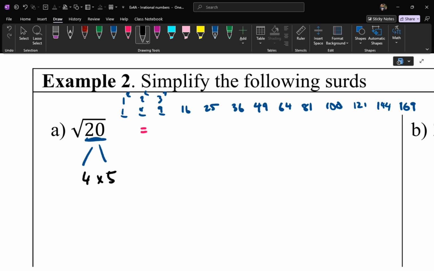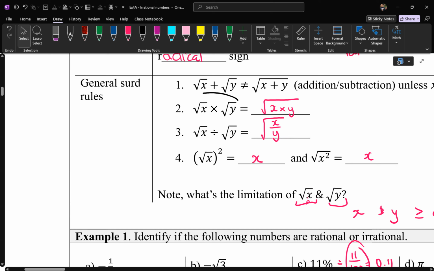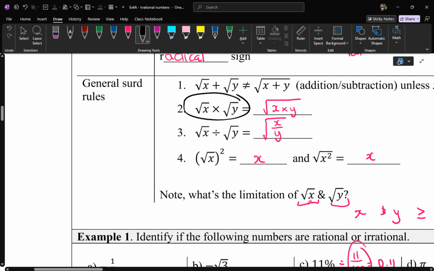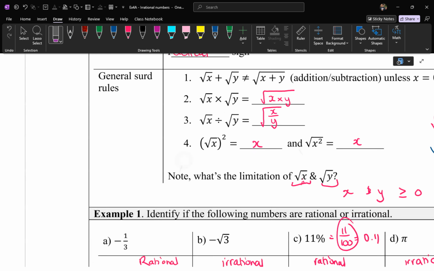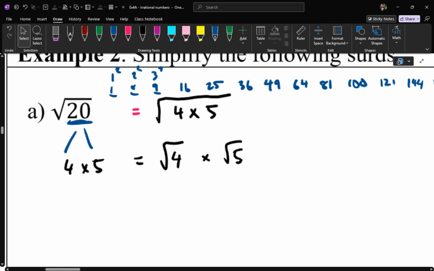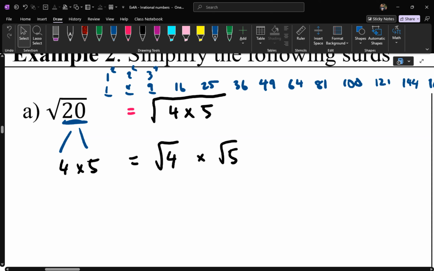So what we can do is we can say, remember, your rule number 3, or sorry, rule number 2, says that you can split root 4 times 5 into 2 separate surds. So look at your rule number 2. So if I go back up, rule number 2 says that if you can multiply within the surds, you can separate them into individual surds. So here, I can write root 20 is the same as saying root of 4 times 5.